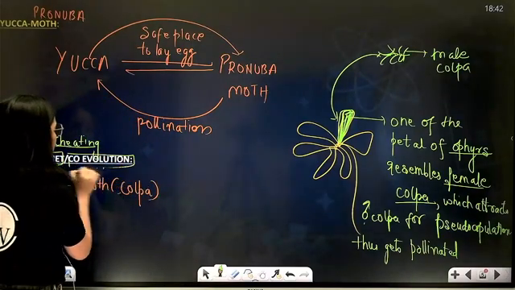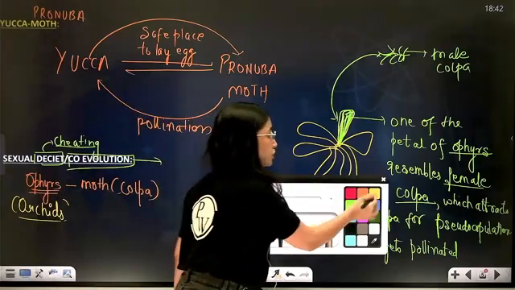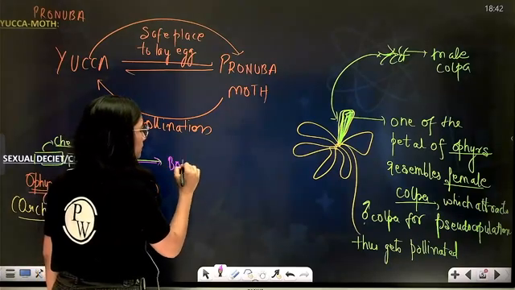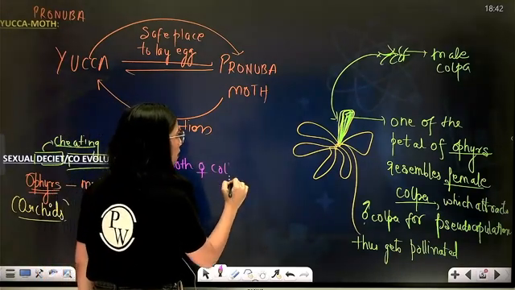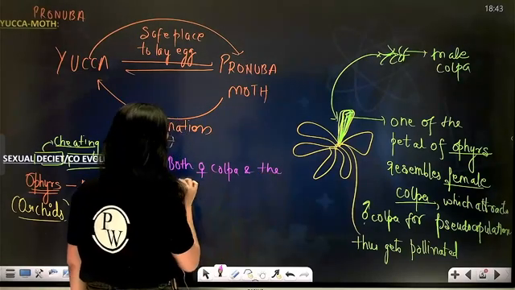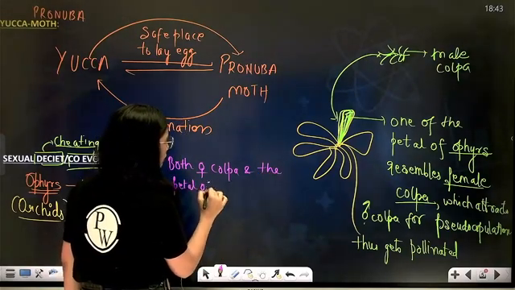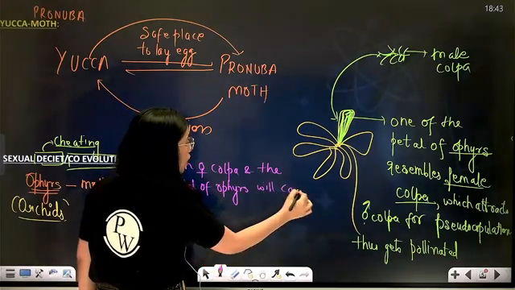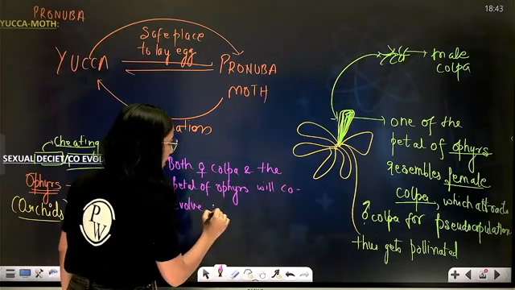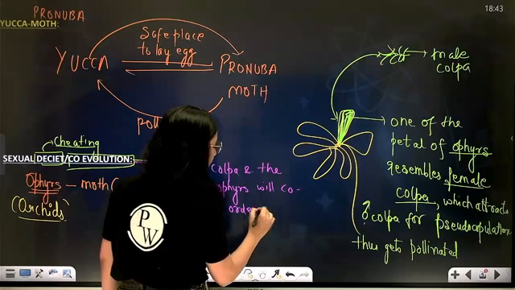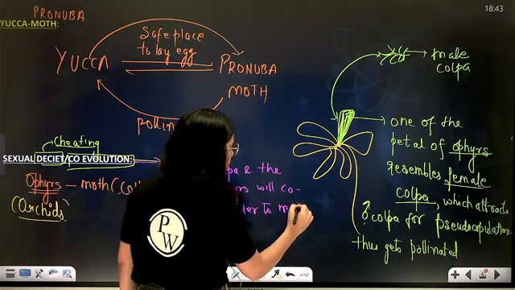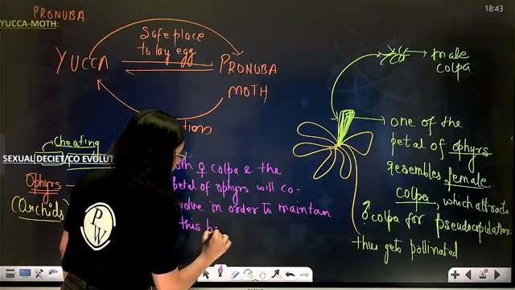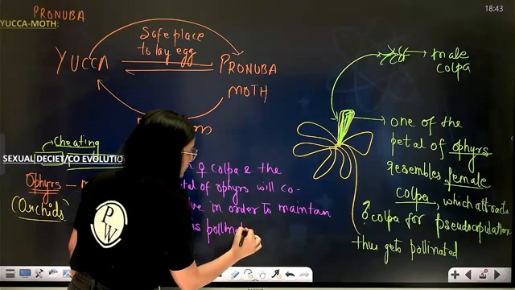Now why is it co-evolution? What will you write for this? Now check out. Co-evolution means both the female Colpa and the petal of Ophrys will co-evolve in order to maintain this pollination. Understood, everybody? Yes or no?